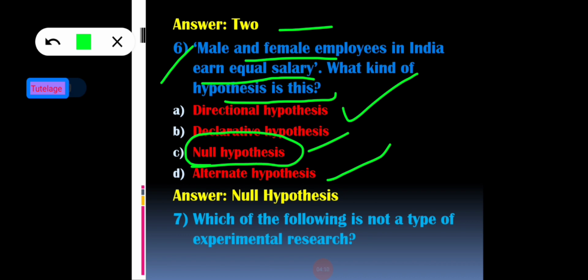So that means it indicates the null hypothesis. So what kind of hypothesis is this? This is null hypothesis. So option number C is the correct answer.